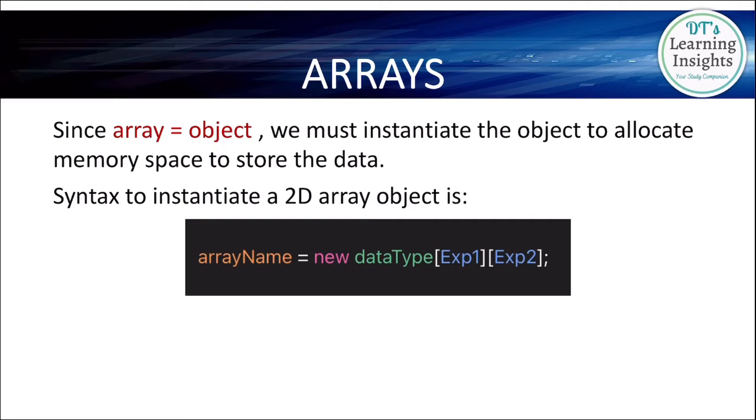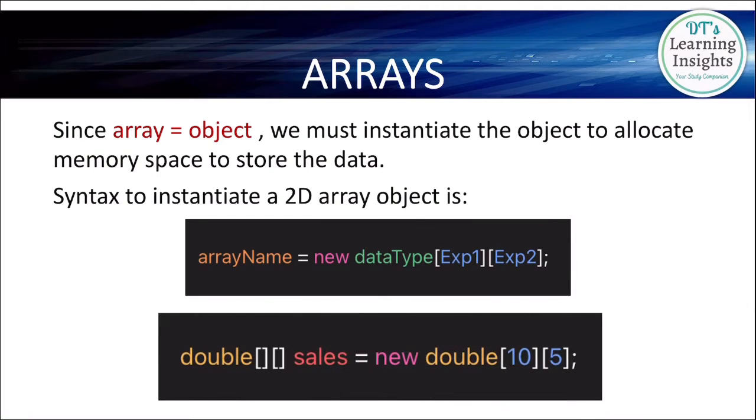Here we are creating an array having expression 1 as the number of rows and expression 2 as the number of columns. Now see this example. Here an array called sales is created that is of double data type and it has 10 rows and 5 columns.